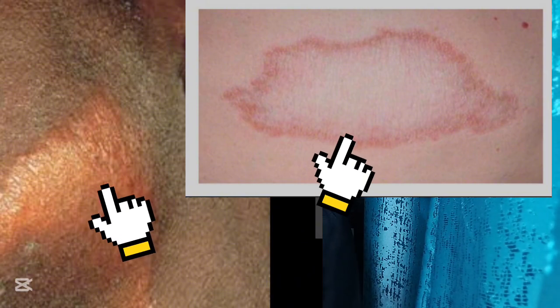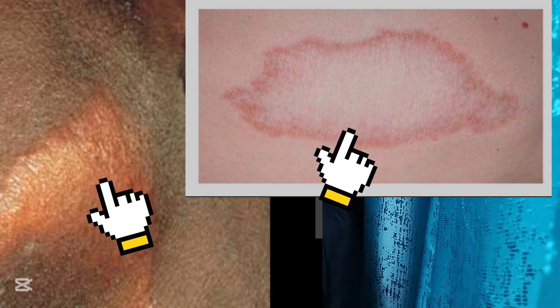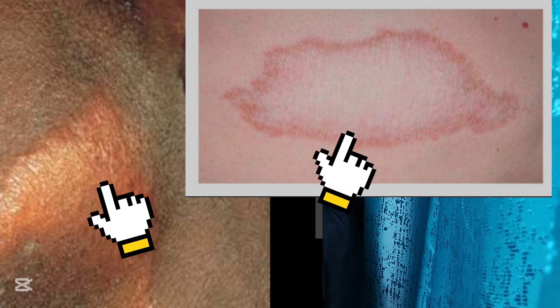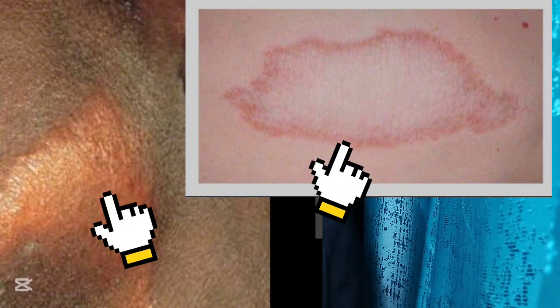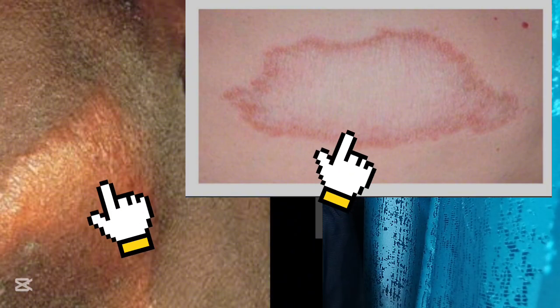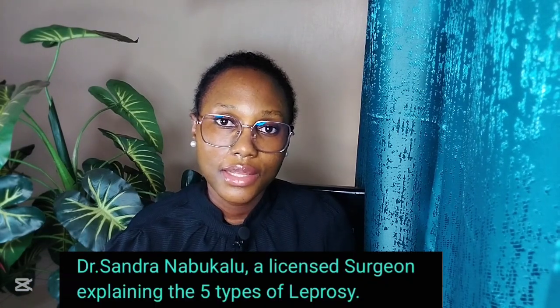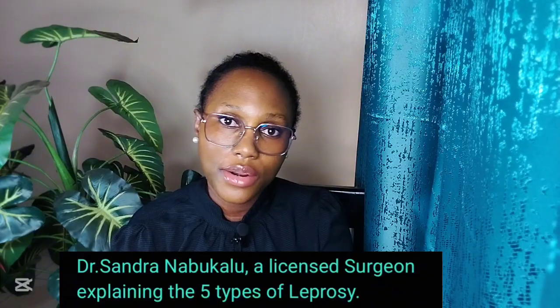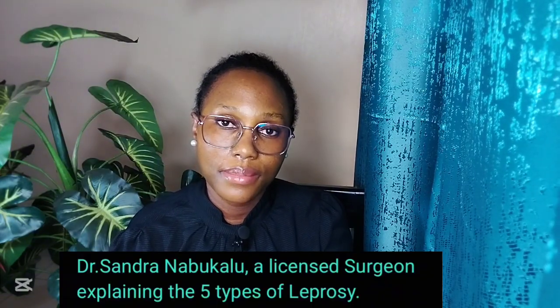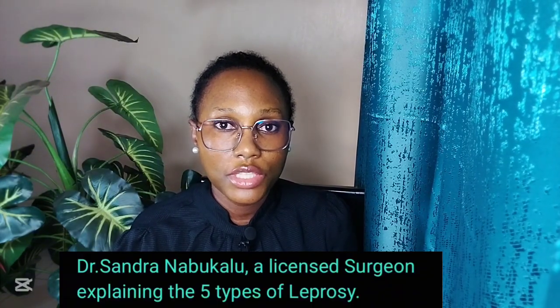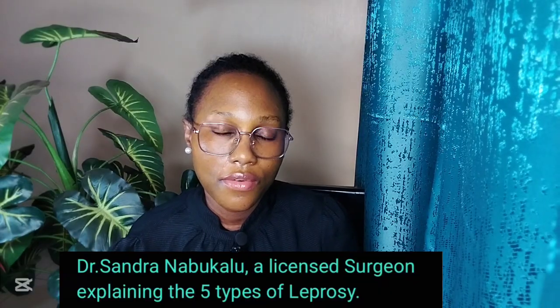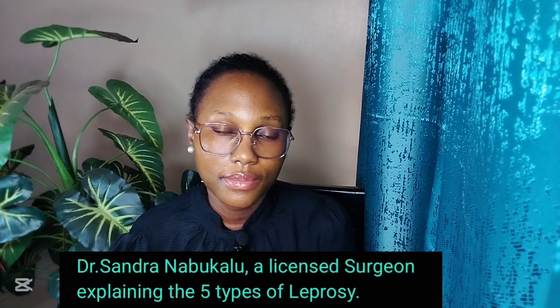Tuberculoid leprosy usually presents with well-localized, well-demarcated skin patches. They are usually red in color, or they are hypopigmented. That is, they look paler or lighter than the skin surrounding them. These skin patches are usually 5 or less in number. There is also associated sensory loss. That is, when you touch that skin patch, you cannot feel that area. And this is usually the most dominating feature of the tuberculoid leprosy.